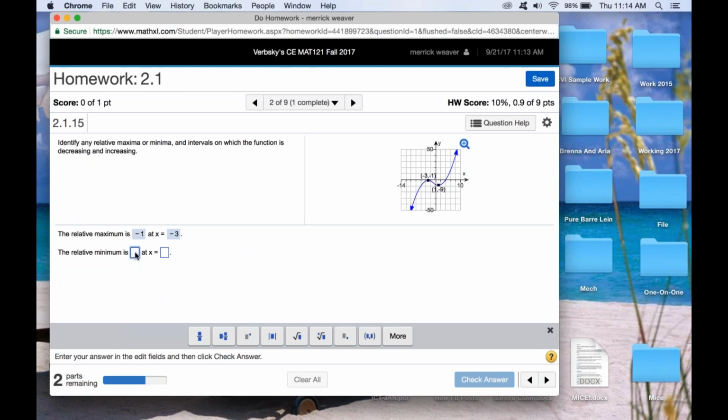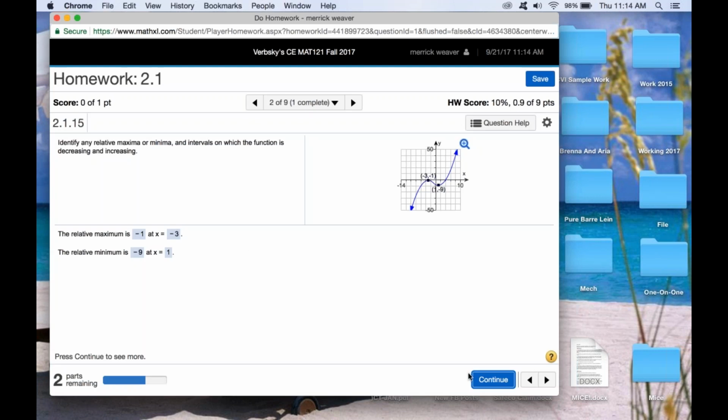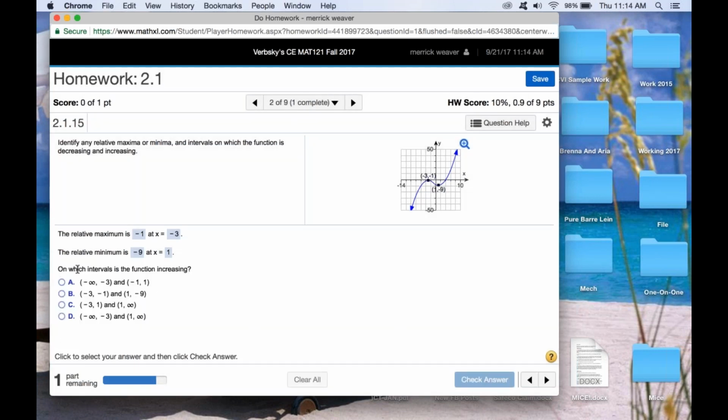Tell me the answer to these two questions. Would it be 1 negative, or would it be negative 9, 1? Perfect. All right, it's not continuing. On which intervals is the function increasing? Multiple choice. So this is increasing. Yeah, that'll work.